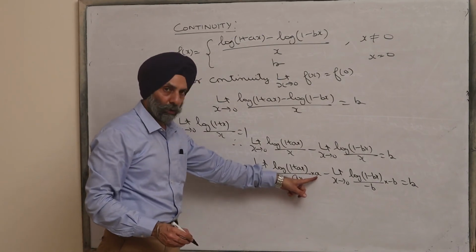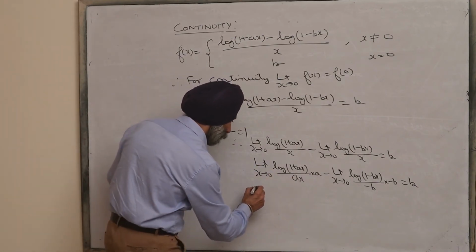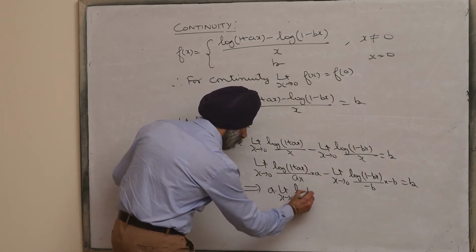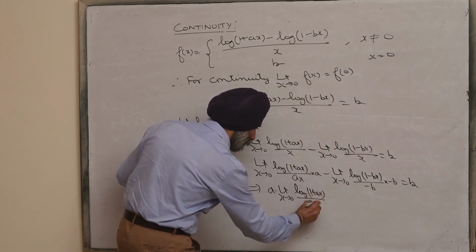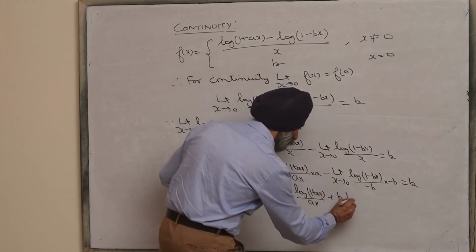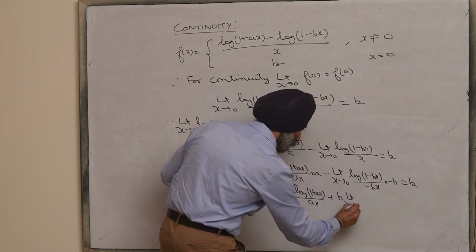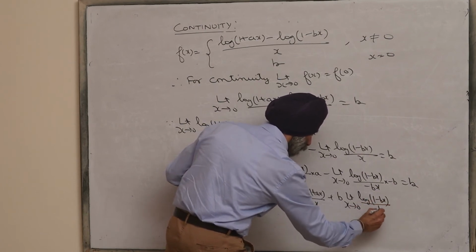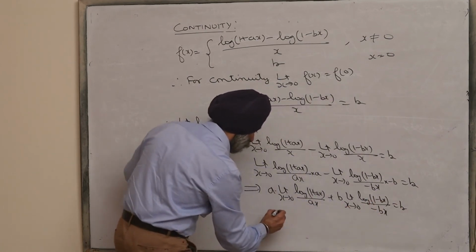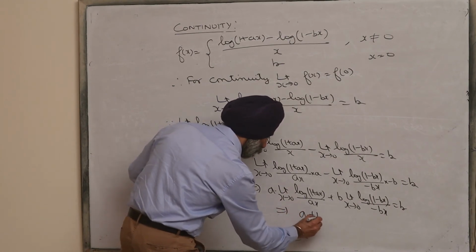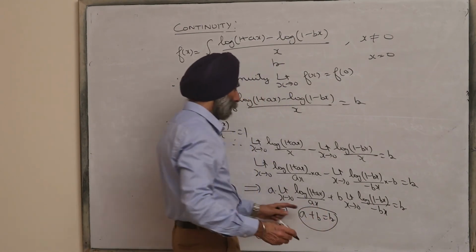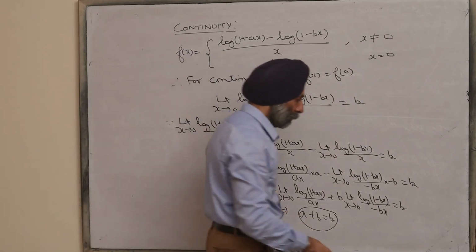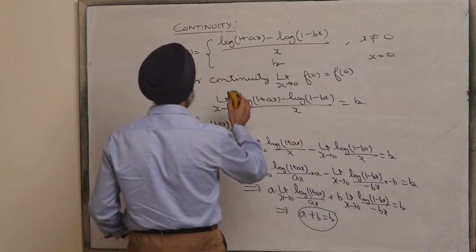While applying the limit, a constant is to be taken outside the limit sign, so this implies a times limit x approaches 0 of log of (1 plus ax) upon ax, plus b times limit x approaches 0 of log of (1 minus bx) upon minus bx is equal to k. So this implies a plus b is equal to k. So when k is equal to a plus b, this function will become continuous at x equal to 0.